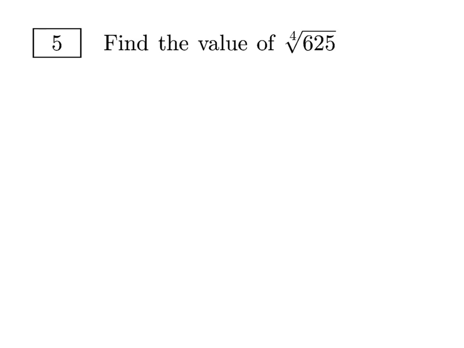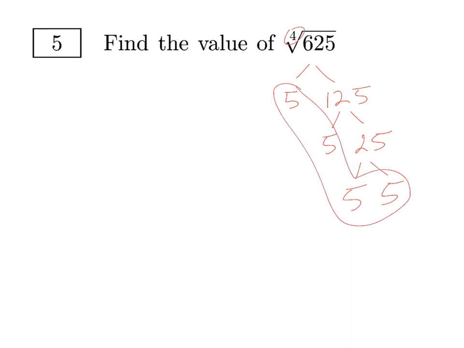Find the value of the 4th root of 625. Okay. Well, what can I do here? Well, 5 definitely goes in here, and it's going to be 5 times 125. Then I have 5 times 25, and then I have 5 times 5. And since it's the 4th root, I'm looking for a group of 4, which I have here, so I just pull out that number, 5, and there's nothing left inside. So that's my answer, 5.